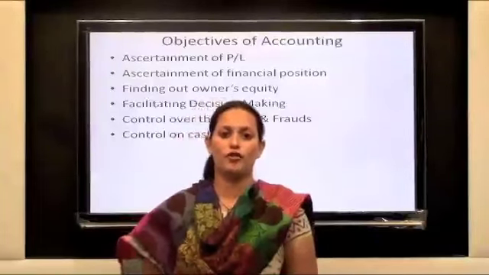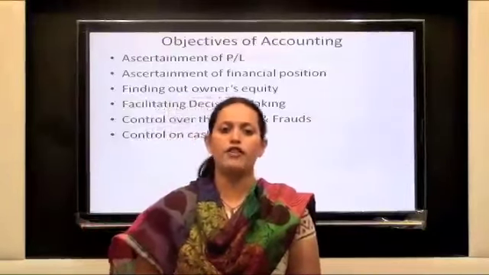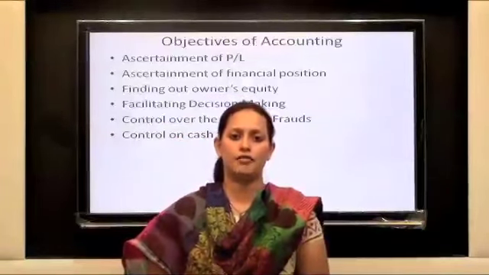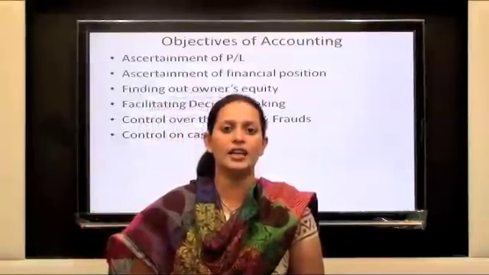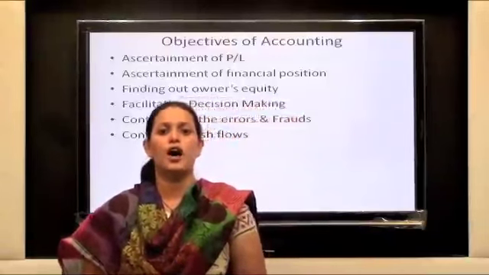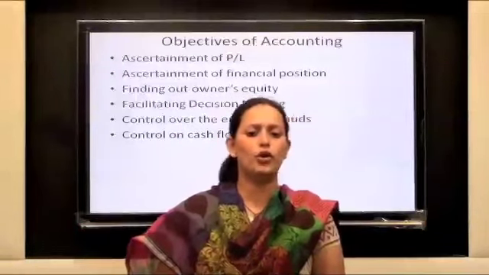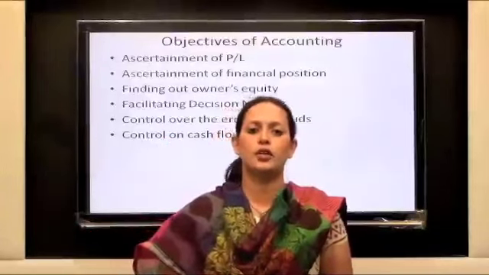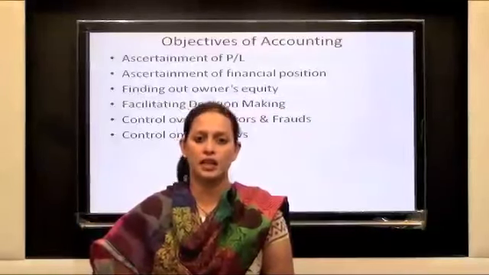The main aim, or the importance or objectives of accounting, we could say, is first to ascertain our profit and loss. Everyone is interested to know how much profit the business has earned or how much loss it has incurred in a particular year, and that can be found out with the help of accounting only. We could also find out the financial position, how much progress, what kind of growth and development we have achieved. All these things could be found out through the financial position. We could also find out the owner's equity. Equity holders are basically the equity shareholders, those who have invested money in our particular company.